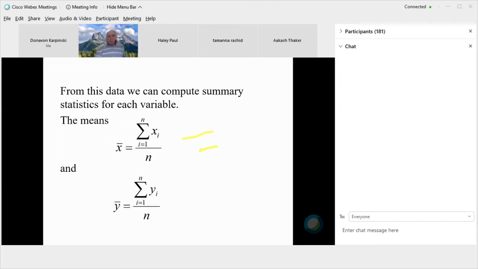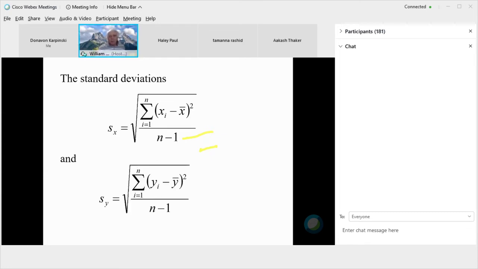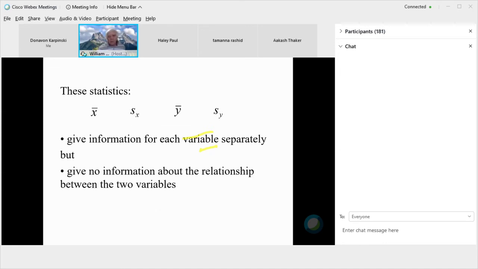So the summary statistic for x is the mean for x. The summary statistic for y is the mean. And then you can have standard deviation, Sx and Sy. Sx is measuring variability in the x values. Sy is measuring variability in the y. So these give information about each variable separately. They give no information about the relationship between the two variables.